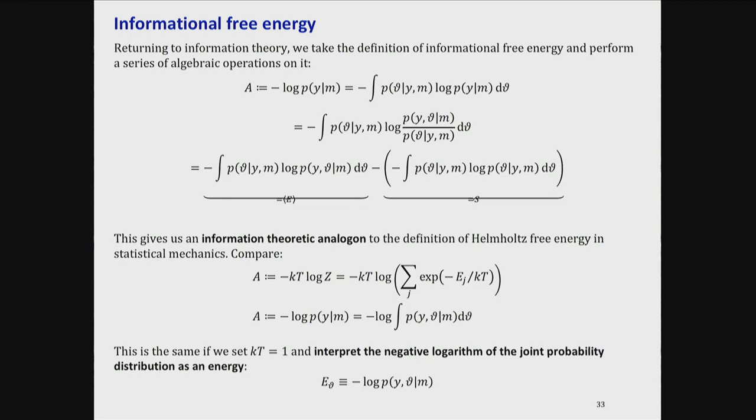But there is a problem. Namely, this entropy here contains the posterior. This is what we get when we apply Bayes' theorem. And this is the problem that we're trying to solve. So this has not saved us from solving Bayes' theorem. We still have this posterior in here. We cannot directly apply this to anything before we know the posterior.